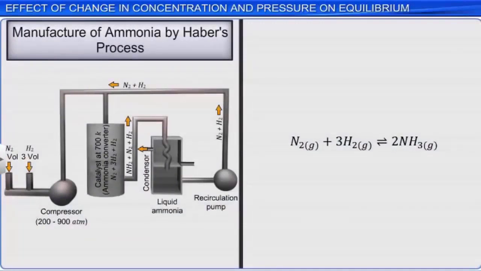In the manufacture of ammonia by Haber's process, high yield of ammonia is favored by the addition of the reactants nitrogen or hydrogen, or the removal of the product ammonia from the reaction mixture.